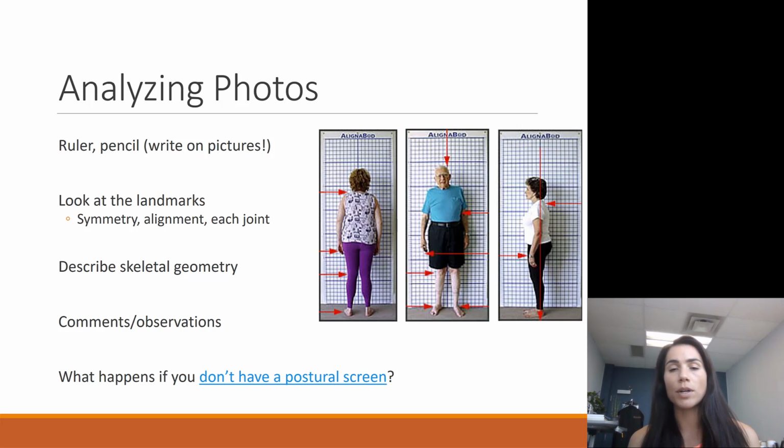But here's a question, what if you graduate and you want to do a postural screen, but you realize you don't have an Alinabod? I provided you with a link here that you can do a similar process to look at someone's posture if you don't have access to something like the Alinabod. So make sure to click on that link and save that for future access.